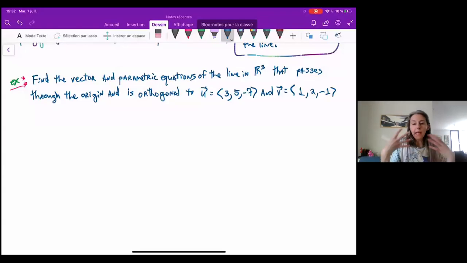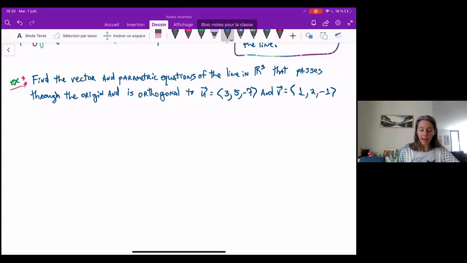Okay, so we're going to think about lines just a little bit more before we do one last thing, or a couple last things, in terms of planes. So now I want to find the vector and parametric equations of a line in R3. We're asked for vector and parametric because remember, in R3, I cannot do the general equation of a line.